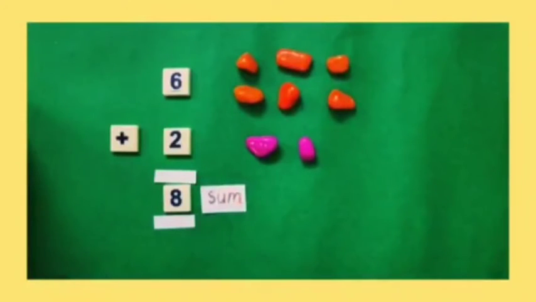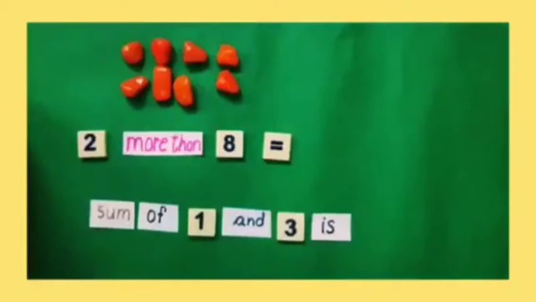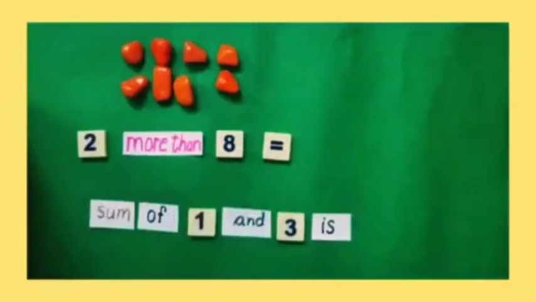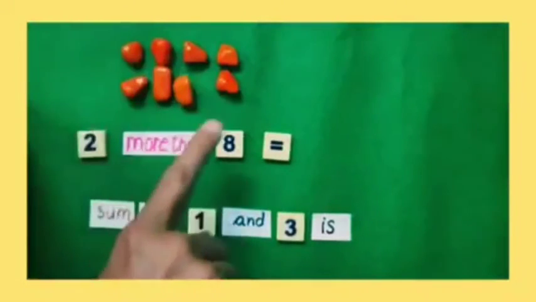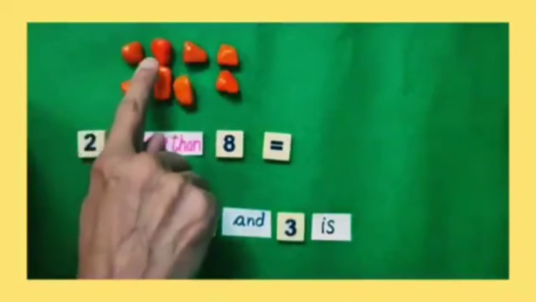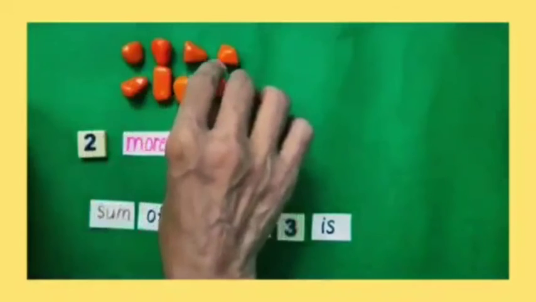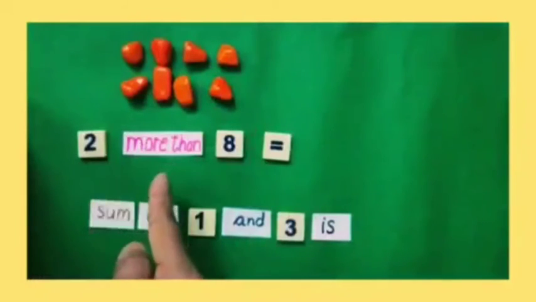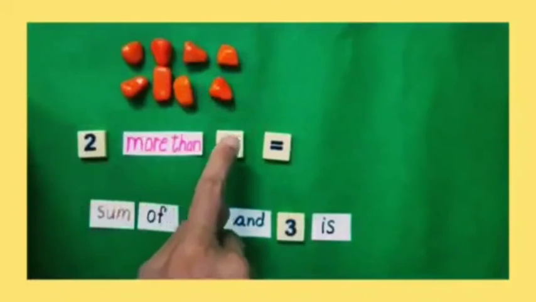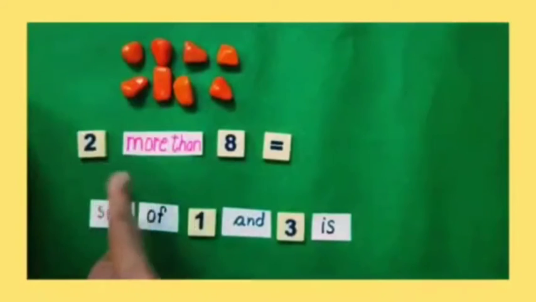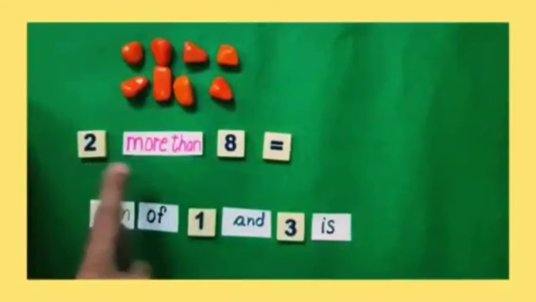So I'll give you one more example for that. Just see. Yes children, here it is given 2 more than 8 is equal to how much? So we will count these stones 1, 2, 3, 4, 5, 6, 7, 8. They said 2 more than 8. Than 8 means you are already having 8. You have to take 2 more.